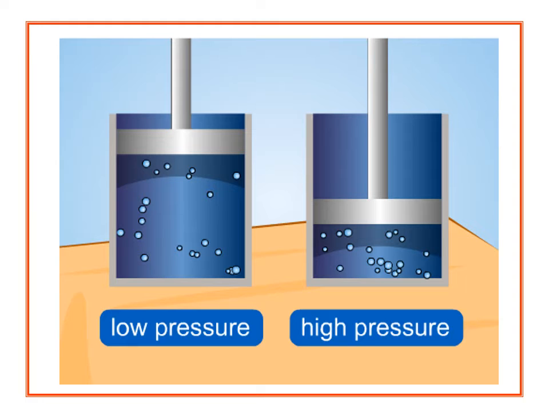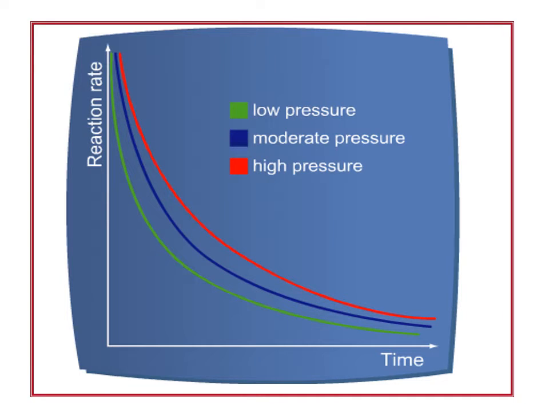Look at this figure. You can see at low pressure, the molecules are far away from each other. At high pressure, the molecules are near to each other, so the number of collisions will increase, hence the rate of reaction will increase. Here is another figure showing that for a low pressure, the reaction rate is in green, so it has the lowest curve. And then for moderate pressure, the blue one is here. If it is high pressure, the rate of reaction will increase as shown in this figure.